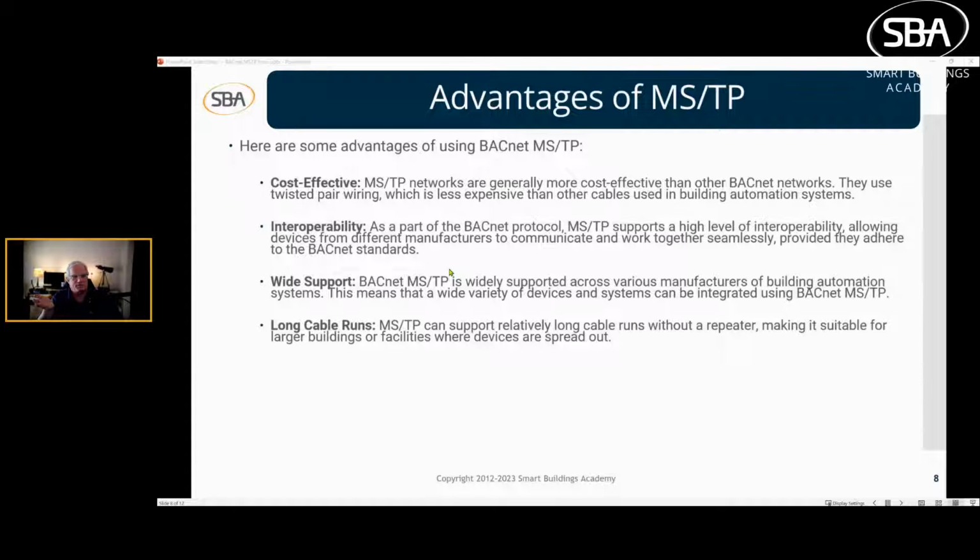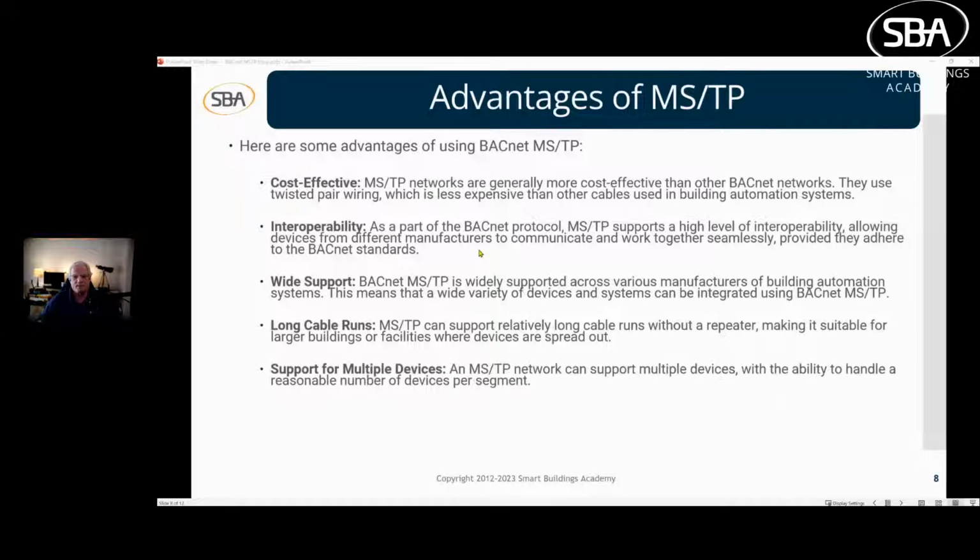You can have a 4,000-foot cable run. MSTP can support a long cable run without a repeater. Once you pass 4,000 feet, or really a good rule of thumb is as you approach 4,000 feet and you know you're going to be adding more network, consider putting a repeater in so you can extend that network. But MSTP is definitely expandable up to a point. So you can support many devices on an MSTP network, and it has the ability to handle a reasonable number of devices per segment. And like I said earlier, you can have roughly 32 devices in a single segment.